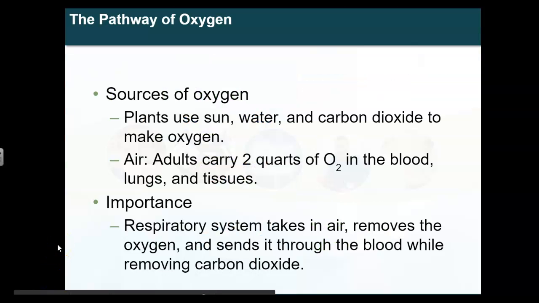The first thing we're going to talk about is basically the pathway of oxygen, where we breathe in, how we produce and expel, and basically the impact on the human body. So let me get to where I need to go.